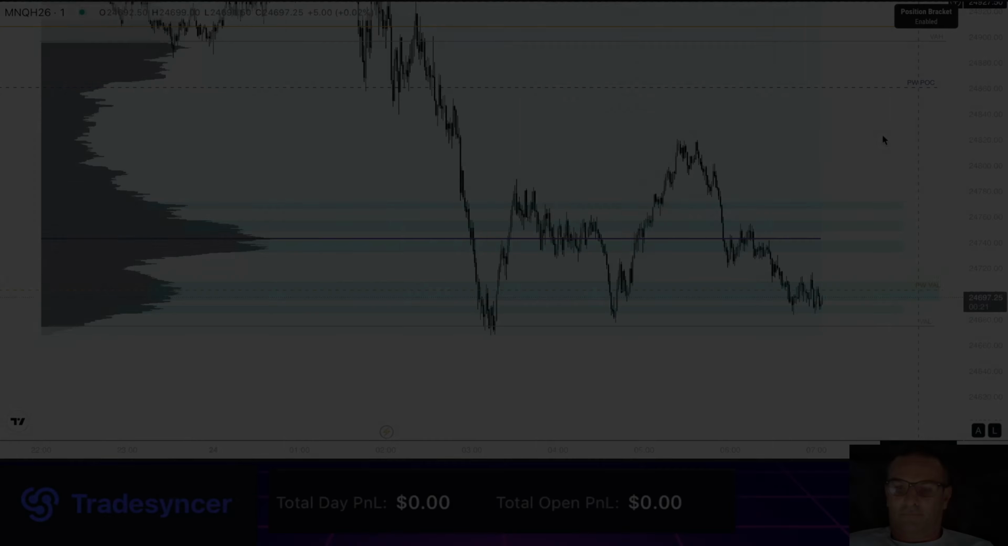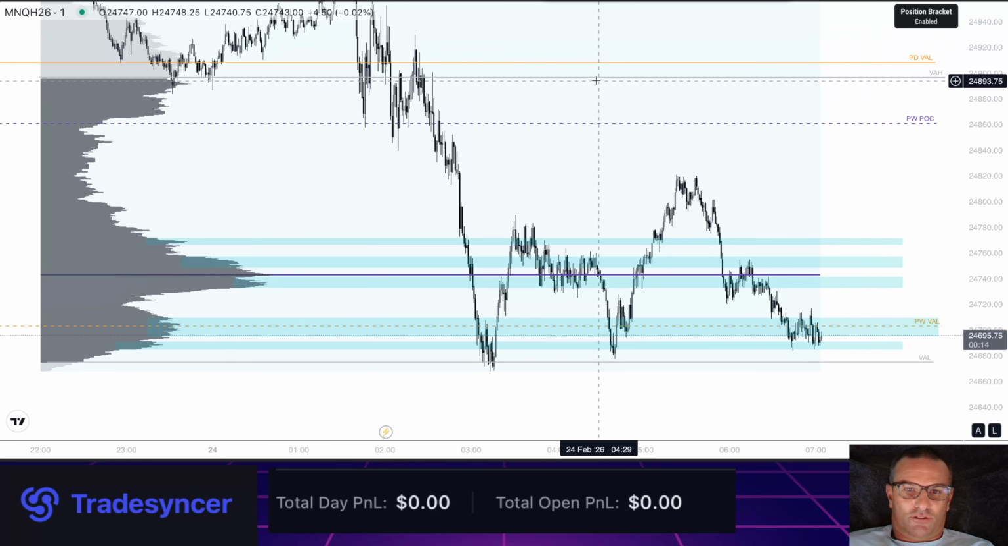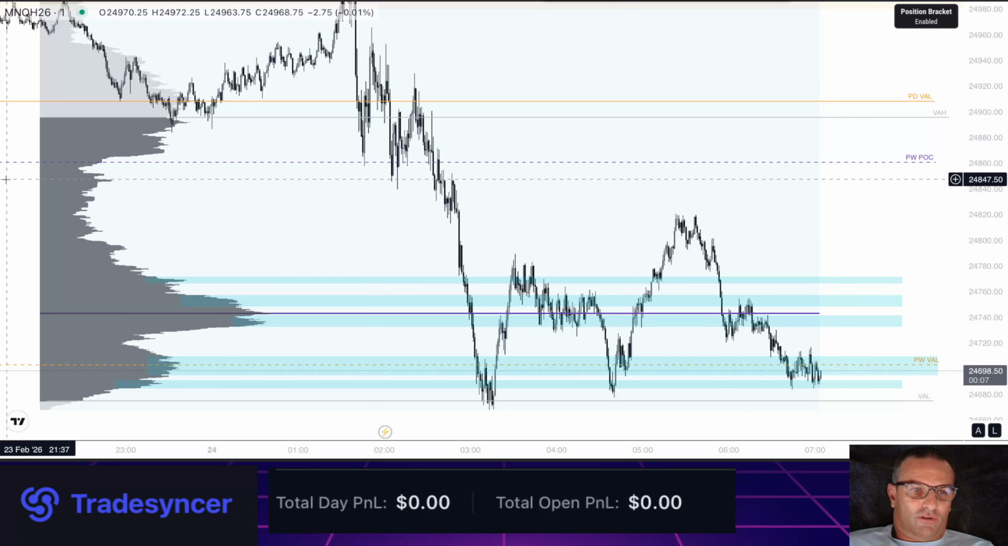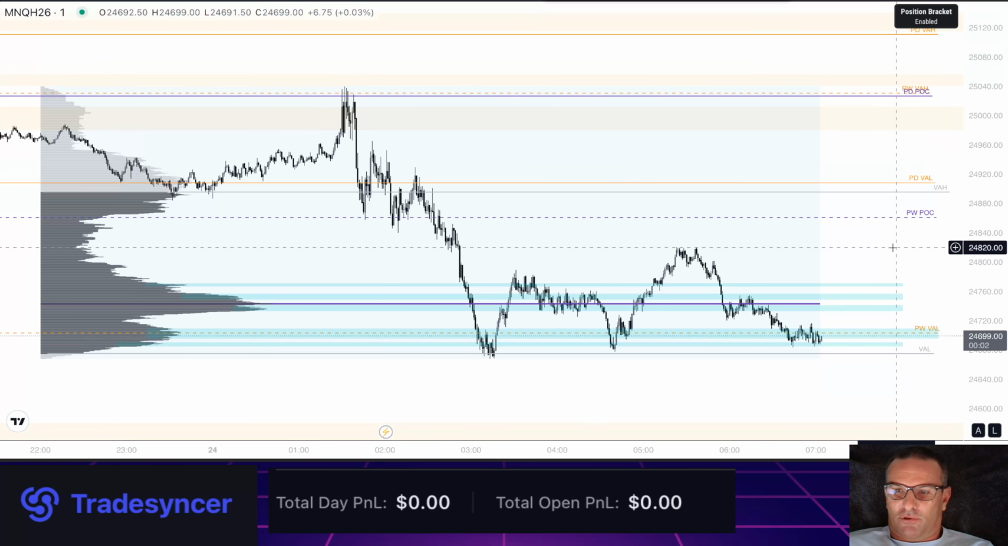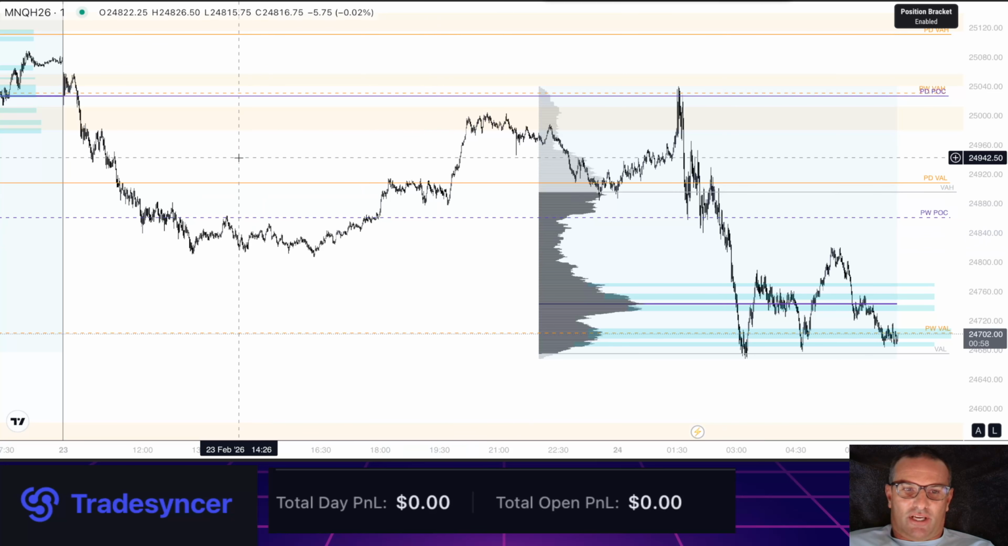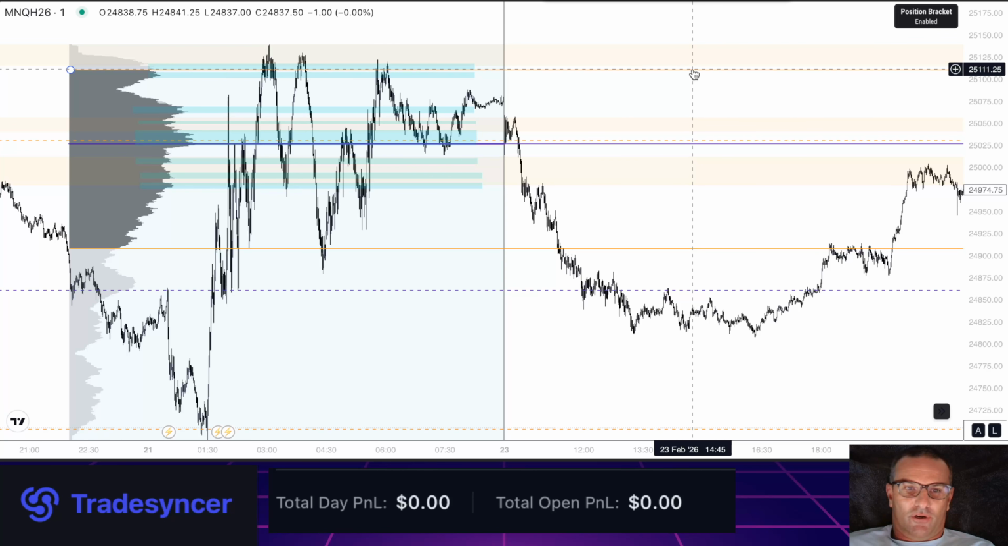Welcome back to another New York afternoon session. So today, as usual, we've got volume profile already drawn in, set up from the New York Open all the way across to current price. We've also got our previous day levels in. So here's our previous day value area high, previous day value area low, previous day POC.